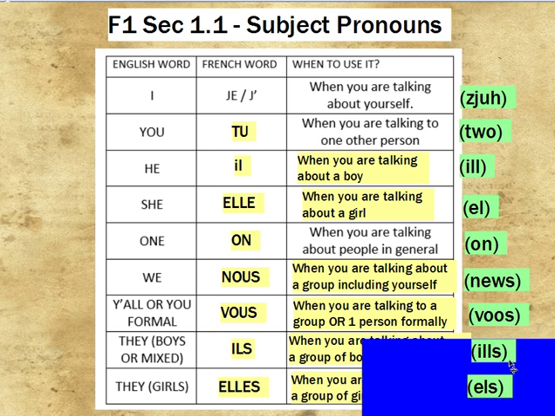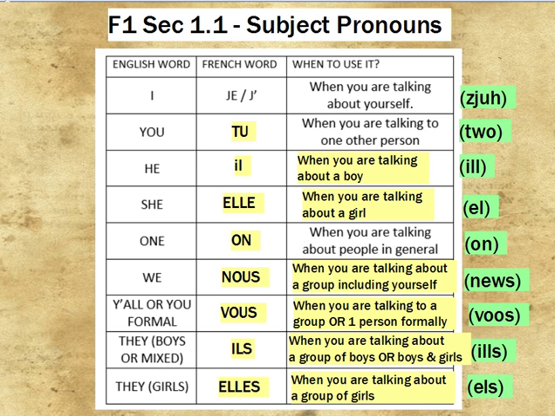The last two on the French list here are for plural when you want to use the word they. They have two versions of the word they. They have the word ils and they have the word elles. Now you can see over there from the definition that elles is used whenever it's girls only. If you are talking about they, the group of girls that's standing over there, then you would use elles.